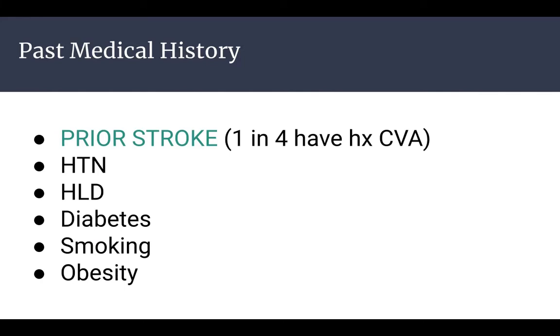You want to be sure to ask the patient if they have any history of a prior stroke or a TIA. 1 in 4 patients that present to the emergency department with a new stroke have a history. You also want to ask about other risk factors: hypertension, hyperlipidemia, diabetes, smoking, and obesity.